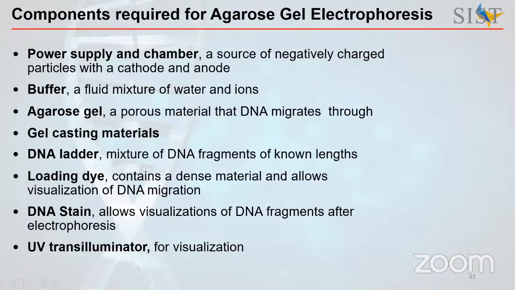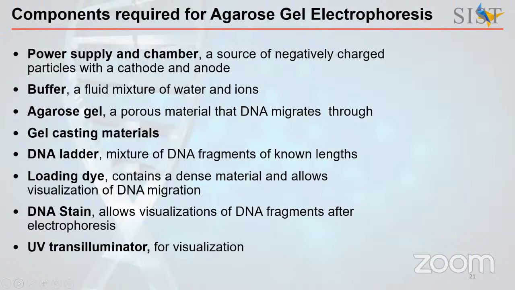Now, components required for agarose gel electrophoresis. Because we are using electric current, we of course need the power supply in the chamber, which can facilitate the usage of electricity. Then we need a buffer, because buffer is needed so that the ions can pass through the gel and support the migration of DNA. And we need agarose gel, because that is what creates the gel matrix.